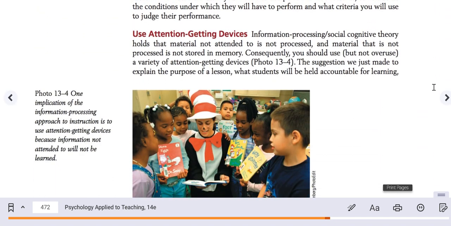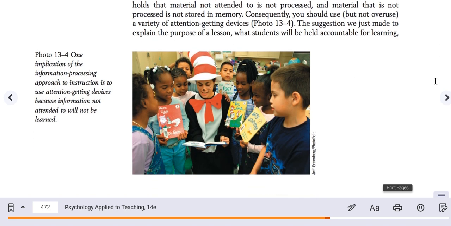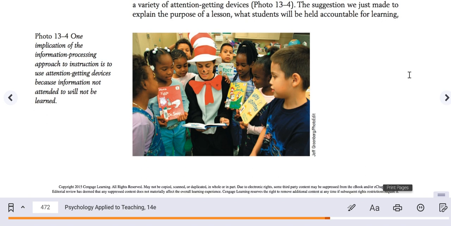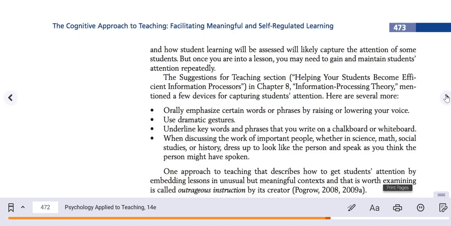Use attention-getting devices. Information processing social cognitive theory holds that material not attended to is not processed, and material that is not processed is not stored in memory. Consequently, you should use, but not overuse, a variety of attention-getting devices. The suggestion we just made to explain the purpose of a lesson, what students will be held accountable for learning, and how student learning will be assessed will likely capture the attention of some students.